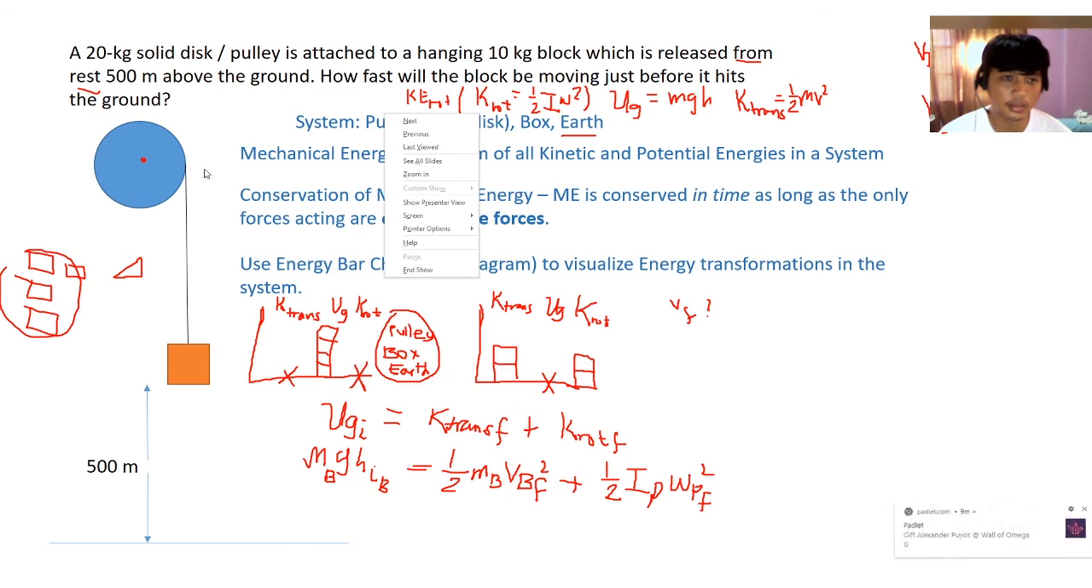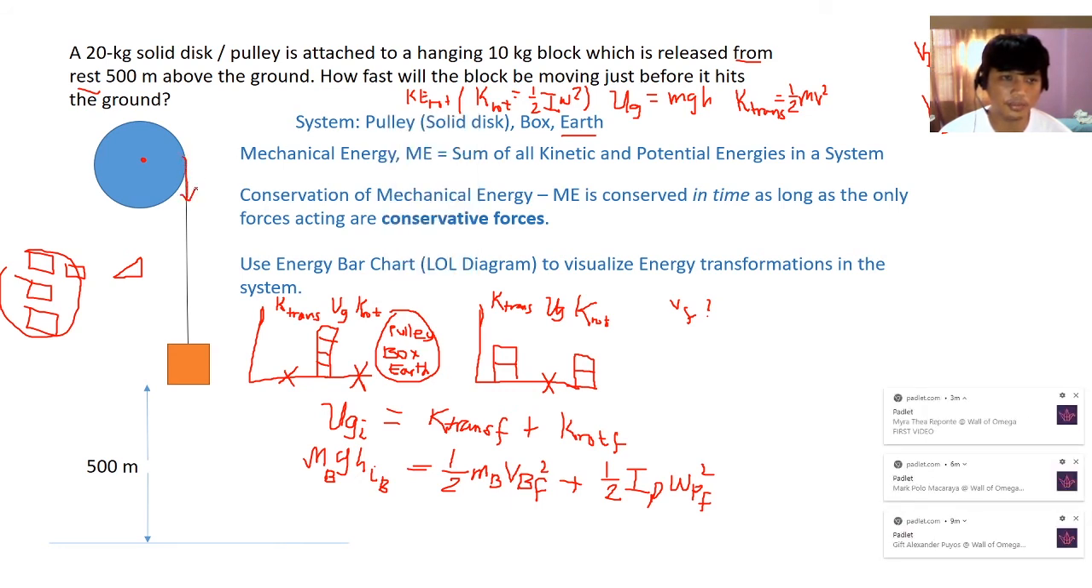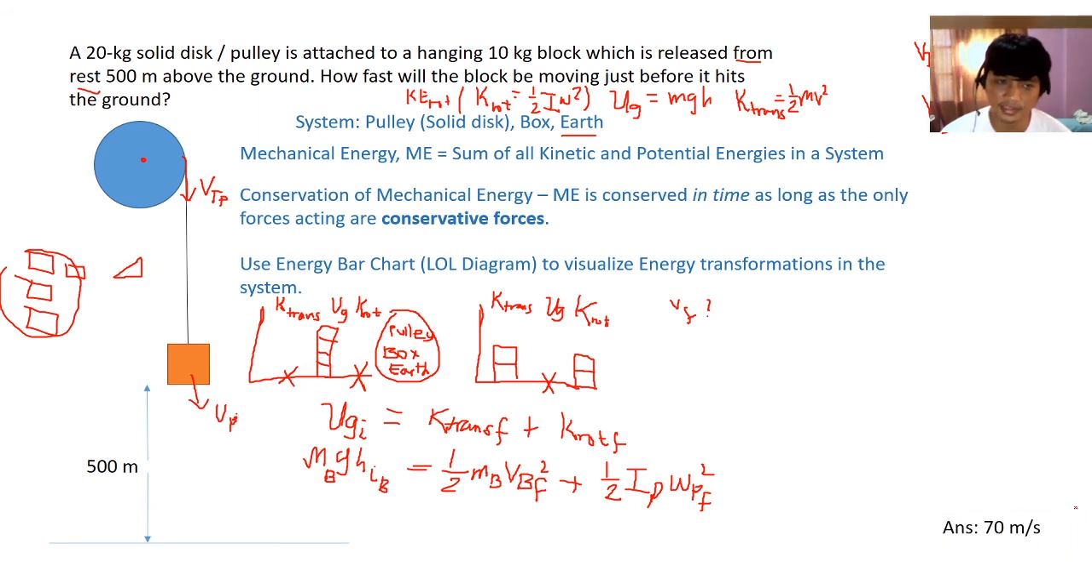Let me draw it here. This tangential velocity of the pulley is equal to the linear velocity of the block. I'm not going to explain why that is, but I think you have an idea. Anyway, we can now make some substitutions. Before that, I want to point out that the moment of inertia of the pulley, which is a solid disk, is one half m r squared, where r is the radius of the pulley. So let's make some substitutions.